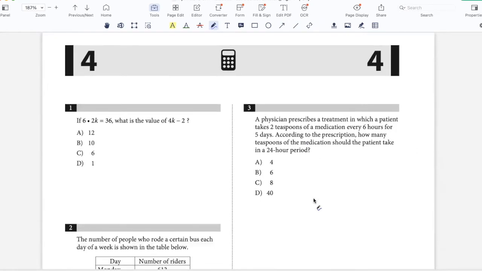Question 1. If 6 times 2k is 36, what is the value of 4k minus 2? So 6 times 2k is 36. So k is 36 by 12, which is 3. So 4k minus 2 is 12 minus 2, which is 10. Option B.